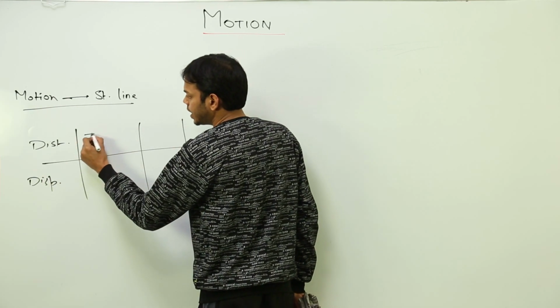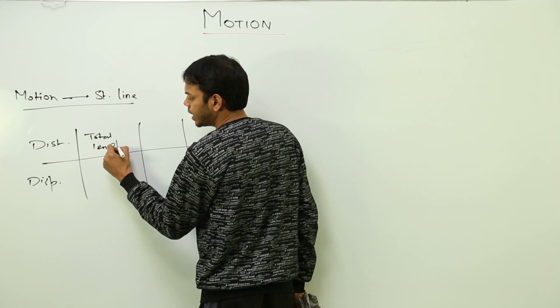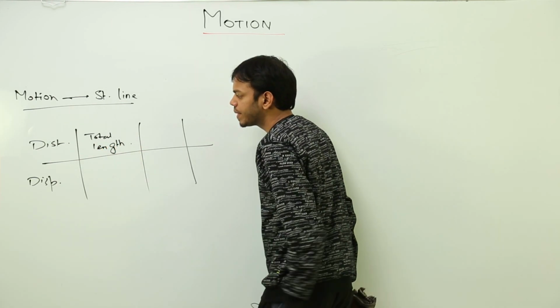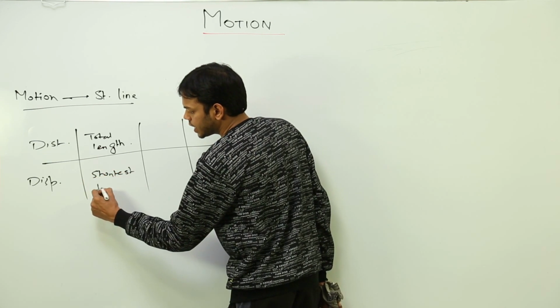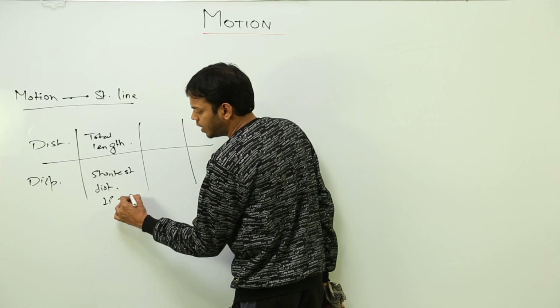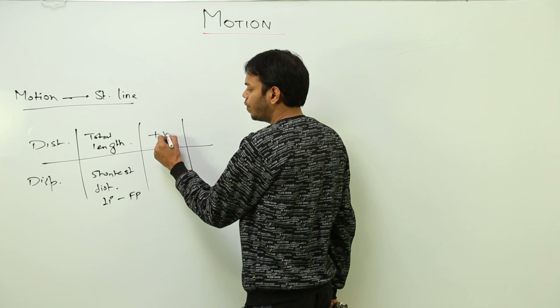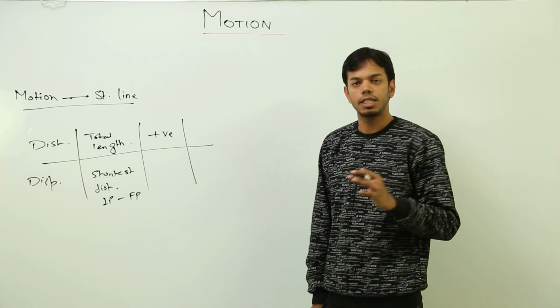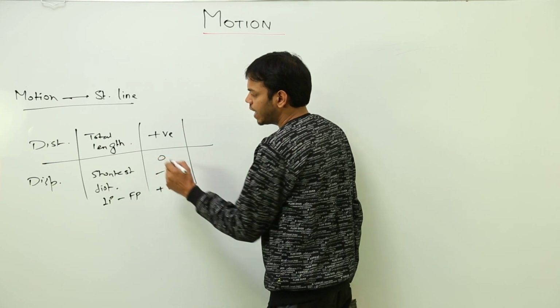First, distance is the total length of the path covered by the object. Displacement is the shortest distance between what? Initial position and final position, right? Now distance has to be always positive, but displacement could be negative, positive as well as 0.